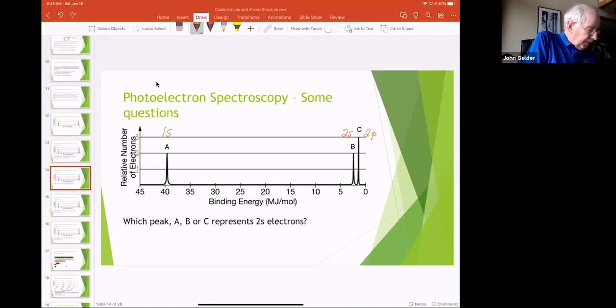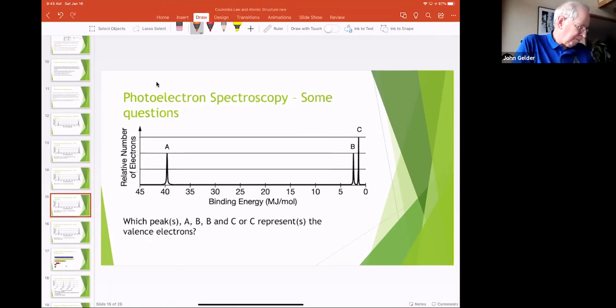And so the PES is our experimental evidence for the existence of subshells. That is, when we look at that second shell, peaks B and C, we see, interestingly, that not all electrons in the second shell have the same energy. So that's really cool. So let's try another question.